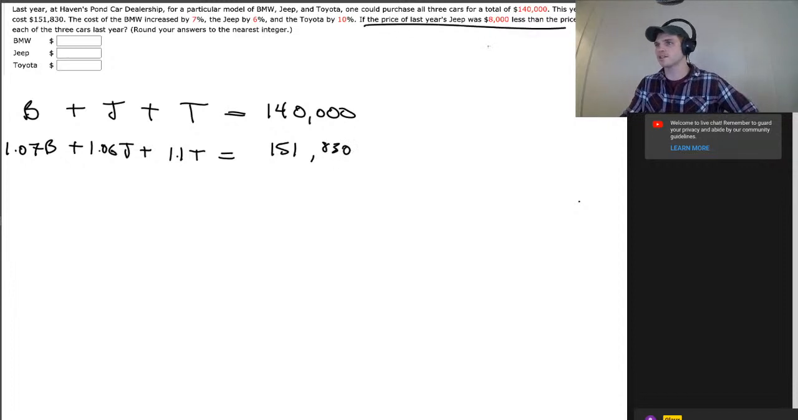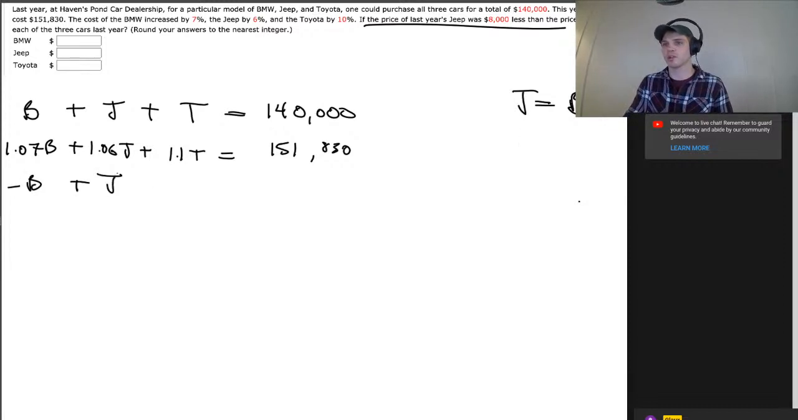Then this last sentence says the price of last year's Jeep was $8,000 less than the price of last year's BMW. So the Jeep is the BMW minus 8,000. And so I'll subtract the BMW from both sides to get negative B plus J, 0T, so I'll just leave that off to keep it square for now, equals negative 8,000.